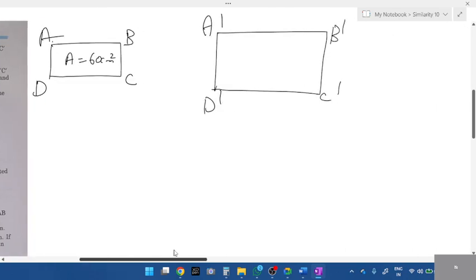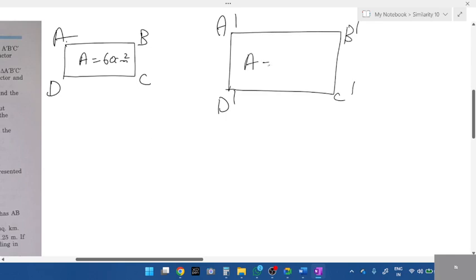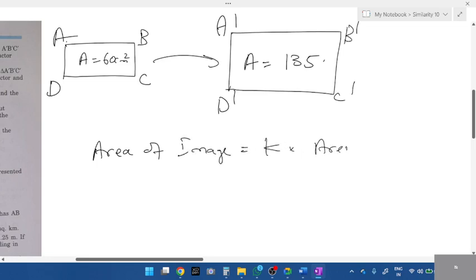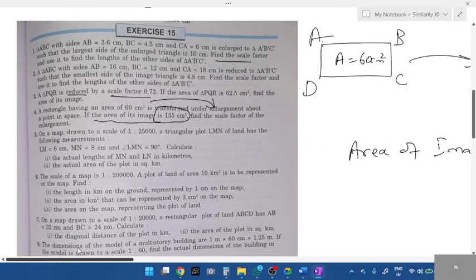So this area was 60 and this area is 135. This is transformed. What is the formula? Area is given. So area of transformed image, area of image is equal to K into area of what? Actual image, right? In this, both the values are given, students. We substitute and find the value of K.